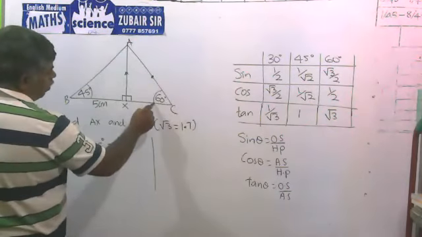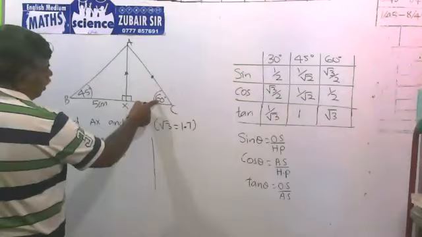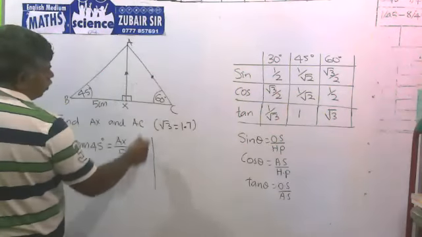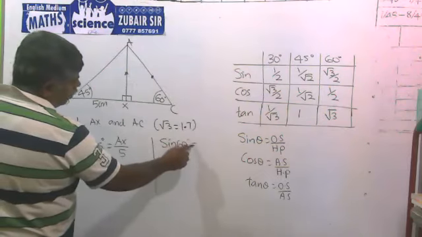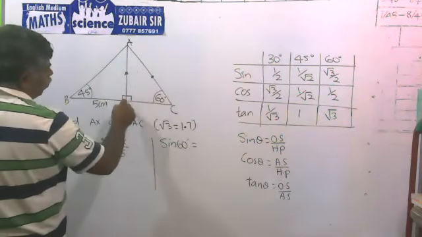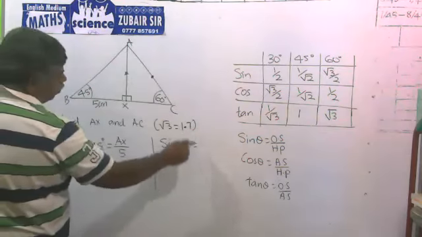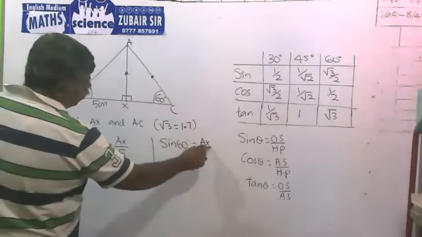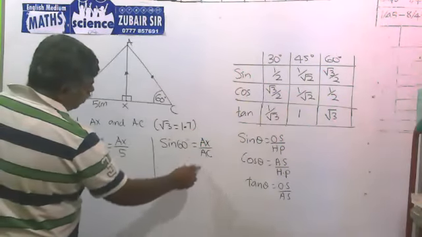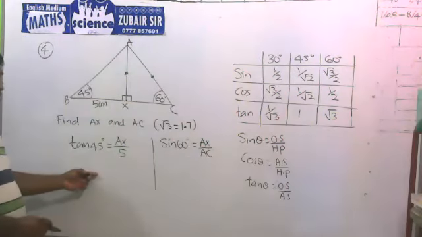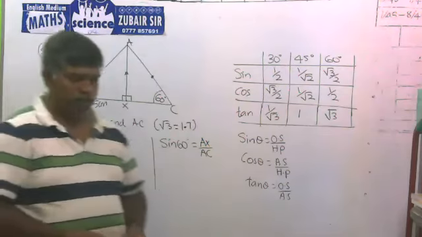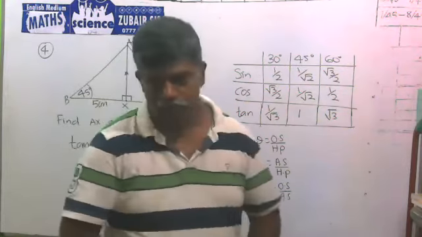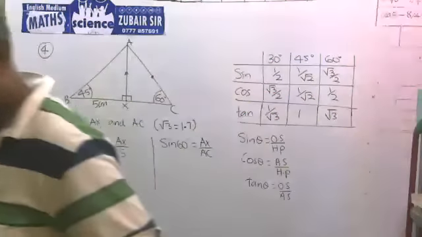Then this angle is given. When you think about this angle, opposite and hypotenuse, then we can use sine 60. So sine 60 equal opposite over hypotenuse. That means AX over AC. Here you are finding the AX, so you can substitute that value and find the AC. So just give a try and see.